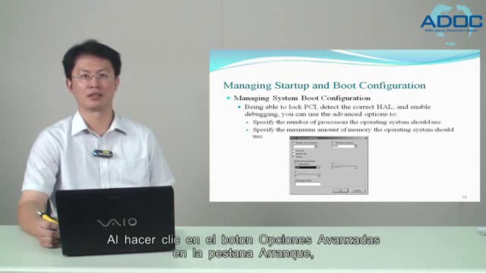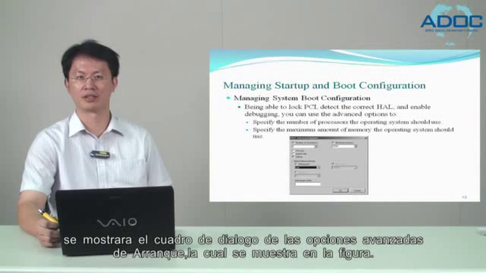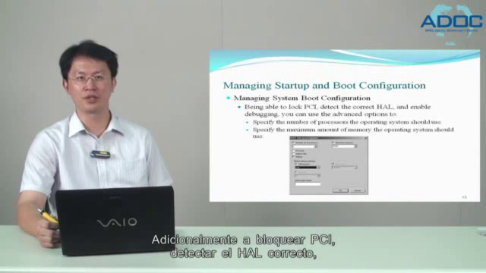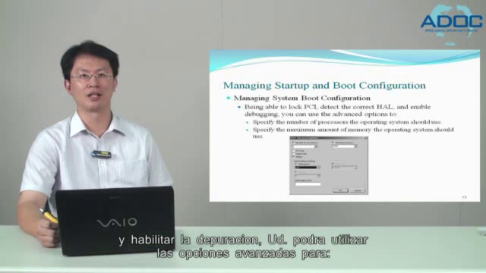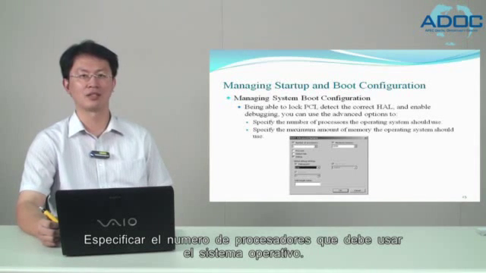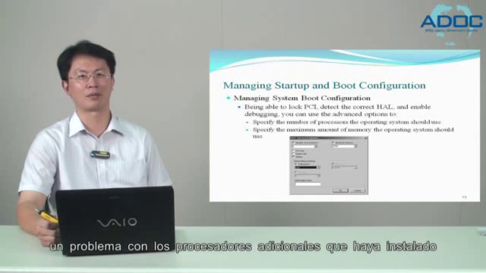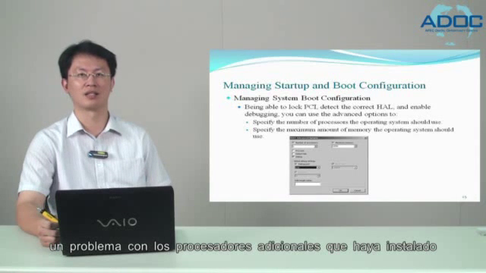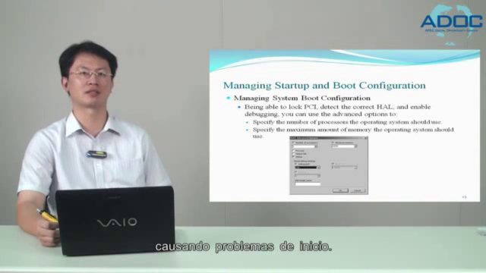Clicking the Advanced Options button on the Boot tab displays the Boot Advanced Options dialog box shown in the figures. In addition to being able to log PCI, detect the correct HAL, and enable debugging, you can use the advanced options to specify the number of processors the operating system should use. You should use these options when you suspect there is a problem with additional processors you have installed in the server, and you want to pinpoint which processors are possibly causing startup problems.